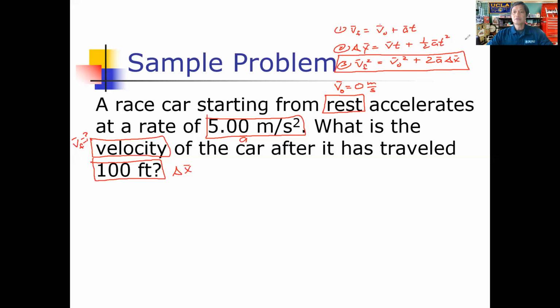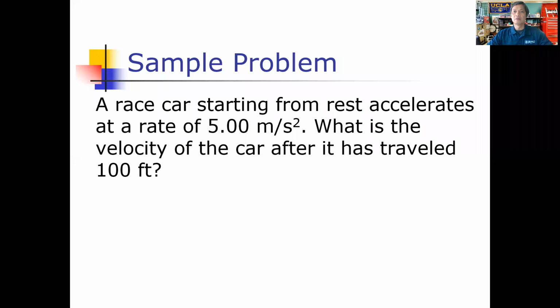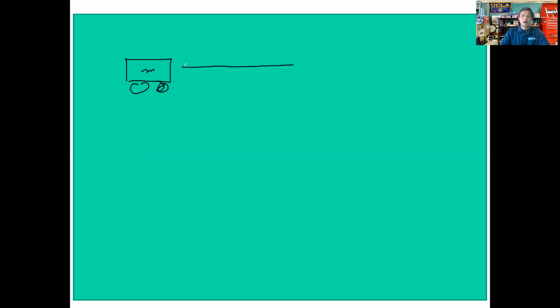Okay. All right. So with that said, let's go ahead and solve this problem. Let's start out. I'm going to draw the picture, and I always advise folks to always draw the picture to get an understanding here. So here's our car, mass M. Okay. It's moving in the positive x direction.